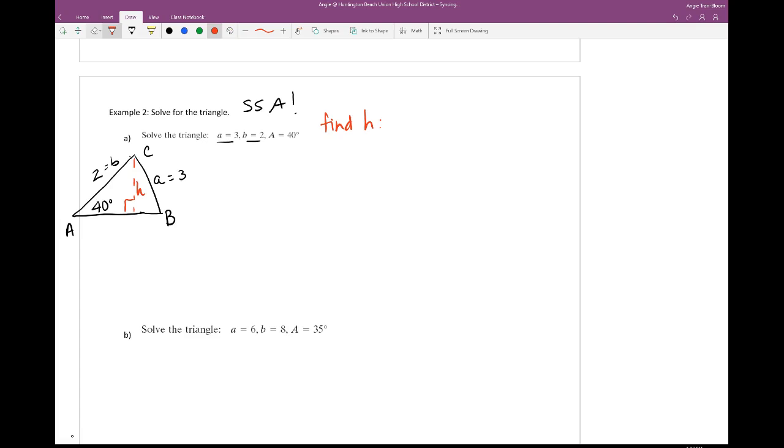That means I can just use sine. Sine of 40 degrees equals the opposite, H, over the hypotenuse, which is 2. And the reason I can use sine of 40 equals opposite over hypotenuse is because this right here is a right triangle. H is always a right angle to the base. So when I cross multiply, I now have H equals 2 times sine of 40 degrees.